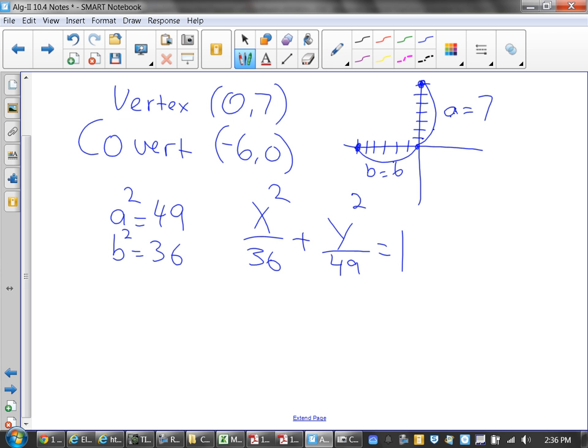Okay? So again, it's nothing more than getting the idea of where this is going. The distance from the center to the vertex is an A value. The center to a co-vertex is a B value. Okay? The weird one comes in if I give you something with a focus. And I want to show you that one before we run out of time here.